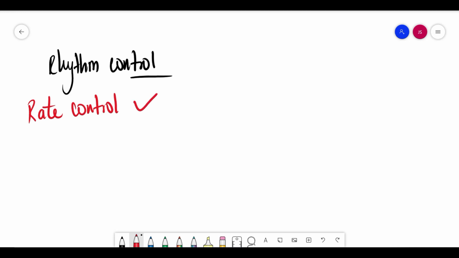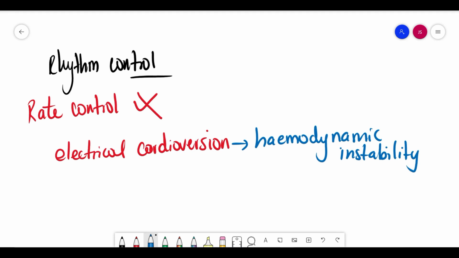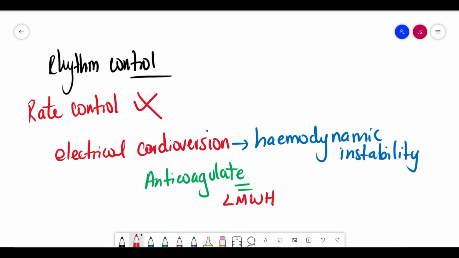Now when it comes to rhythm control, if rate control fails or it's not suitable for the patient, then we should go for rhythm control. We are thinking about cardioversion. This could be electrical cardioversion or chemical. Now if a patient is hemodynamically unstable, then we should go straight for electrical cardioversion. We should try to anticoagulate the patient if possible, but if that will delay the cardioversion of the patient, then we should go straight for that before we anticoagulate.